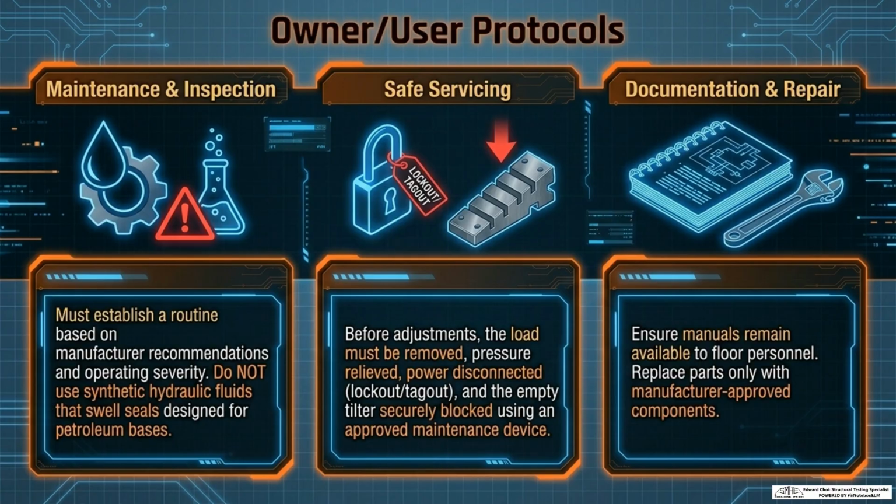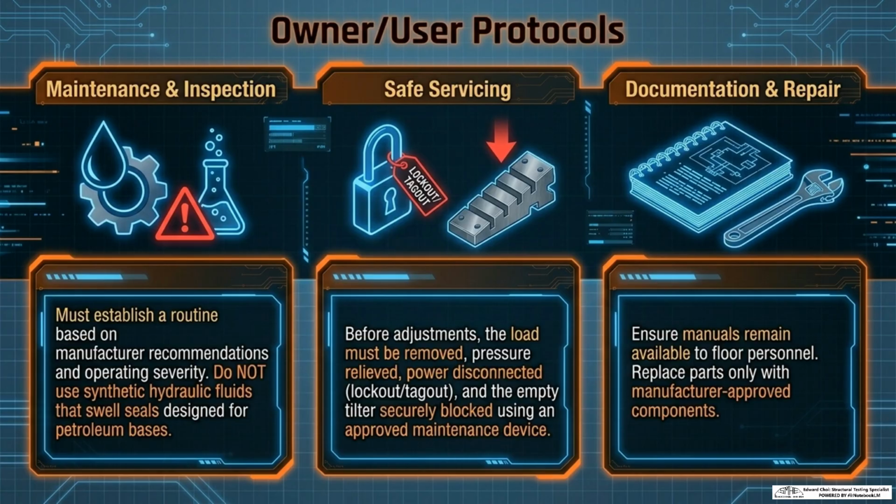Safe servicing requires a defined sequence before any adjustments. Remove the load. Relieve system pressure. Disconnect power. Lockout, tagout. And block the empty tilter with an approved maintenance device. Every step, every time.